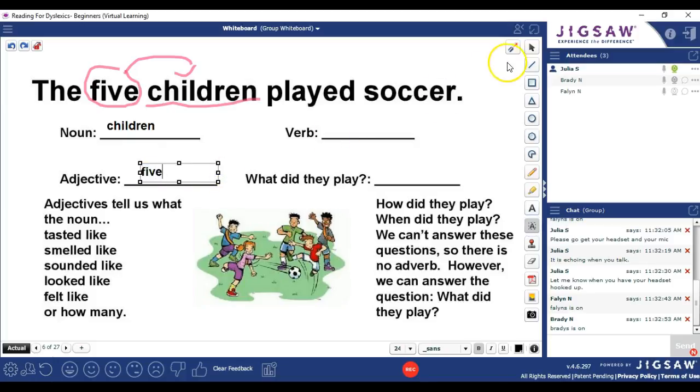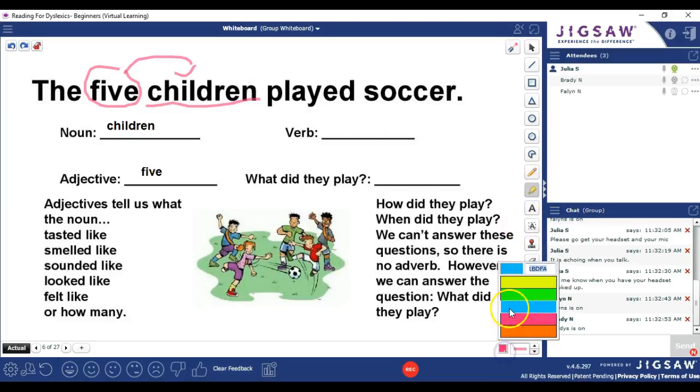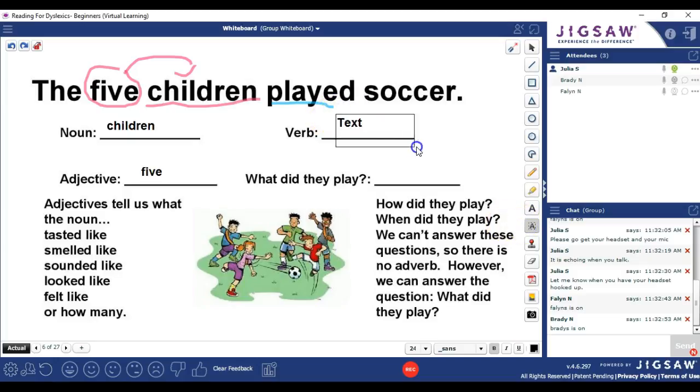What's the verb in this sentence? The 5 children played soccer. What's the verb? And you can ask yourself, what are the children doing? Playing. They're playing. So our verb is played. Okay? Our verb is played.